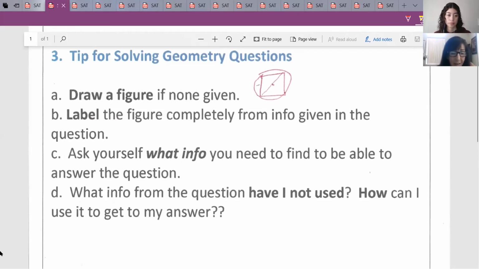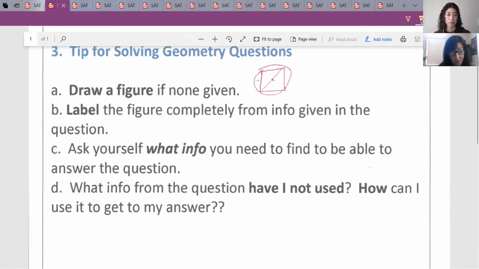Ask yourself what information you need to find to be able to answer the question. It's not going to be a question that's just, here's the radius, find the area. They'll throw you a curveball, and so you say, what do I need in order to get to the answer? What do I know? And you label everything. Then when you get to a certain point and you're a little stuck, you ask yourself, what information from the question have I not used? And then how can I use it to get to my answer?